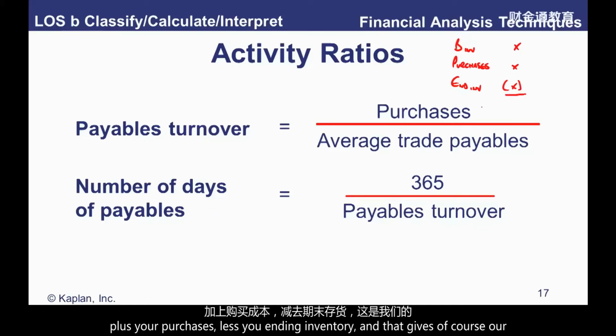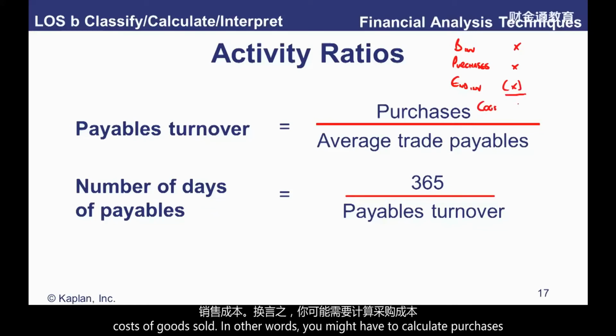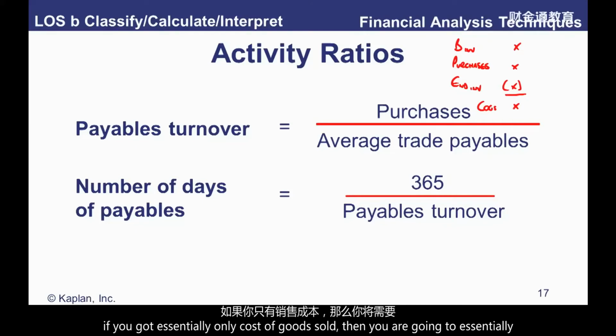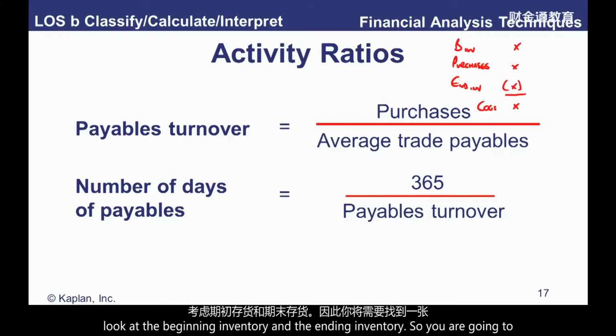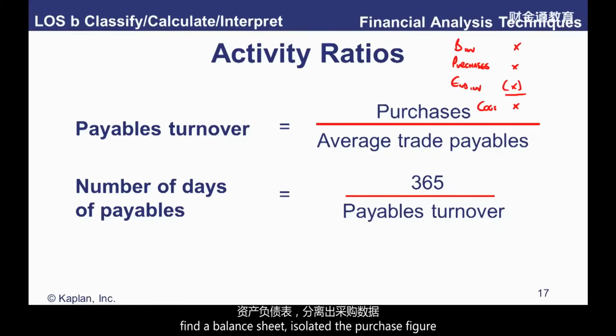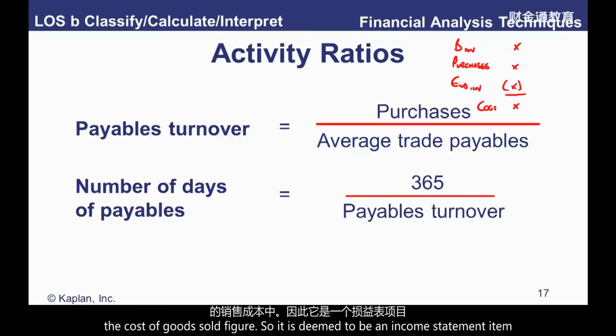And that gives us, of course, our cost of goods sold. In other words, you might have to do some work here to calculate purchases. If you've got essentially only cost of goods sold, then you're going to need to look at the beginning inventory and ending inventory that you're going to find in the balance sheet to isolate the purchase figure. So purchases is essentially in the income statement within that cost of goods sold figure, so it's deemed to be an income statement item.